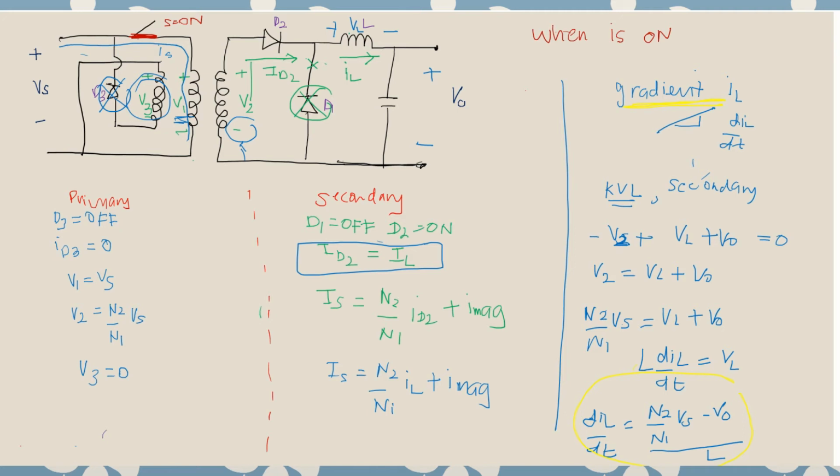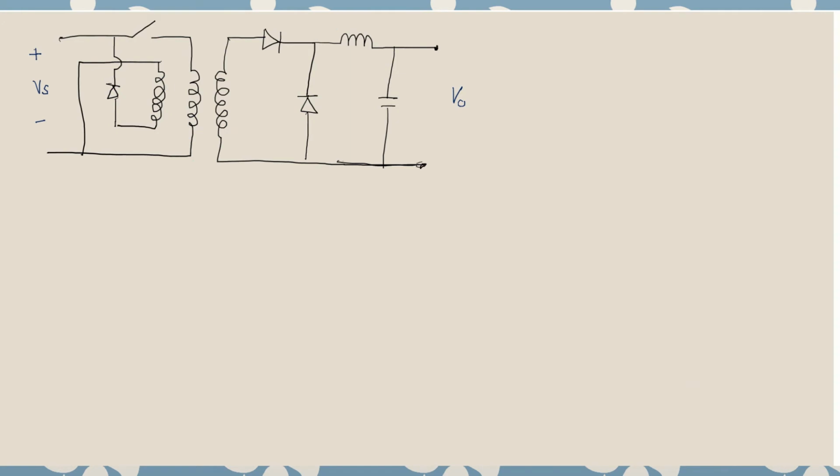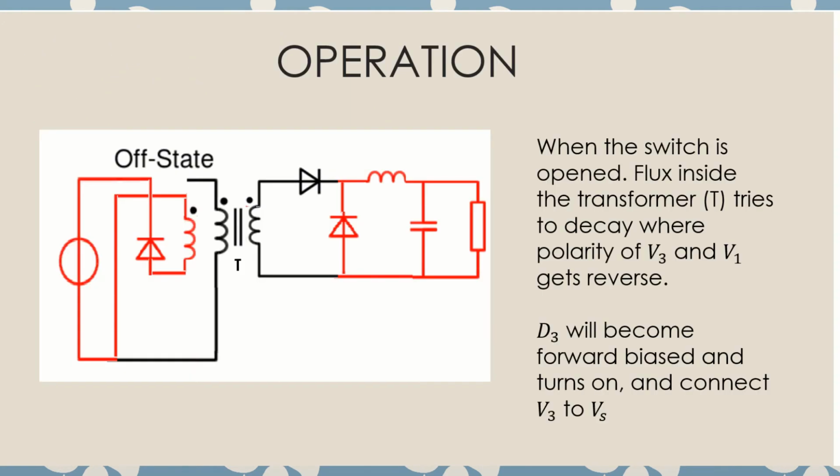So let's see what happens when S is off. When S is in the off state, you will see something slightly different. Now you see that D3 is on. This color is not really clear. So now, sorry, D3 is on, and V3 is also on.